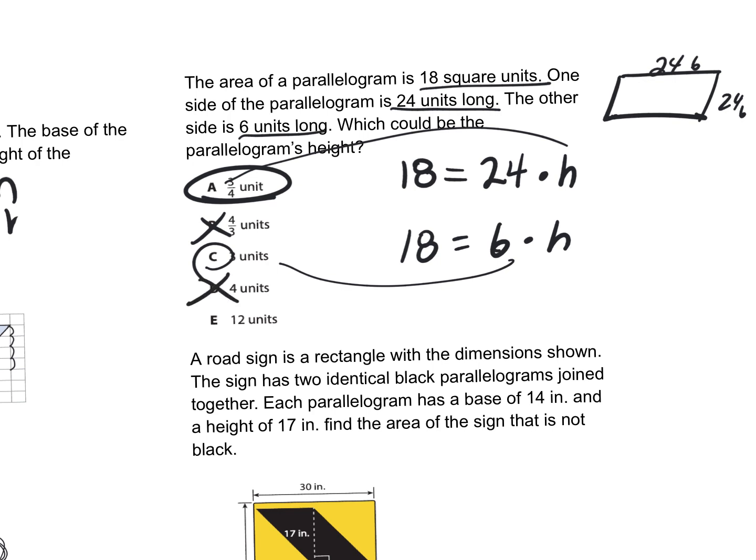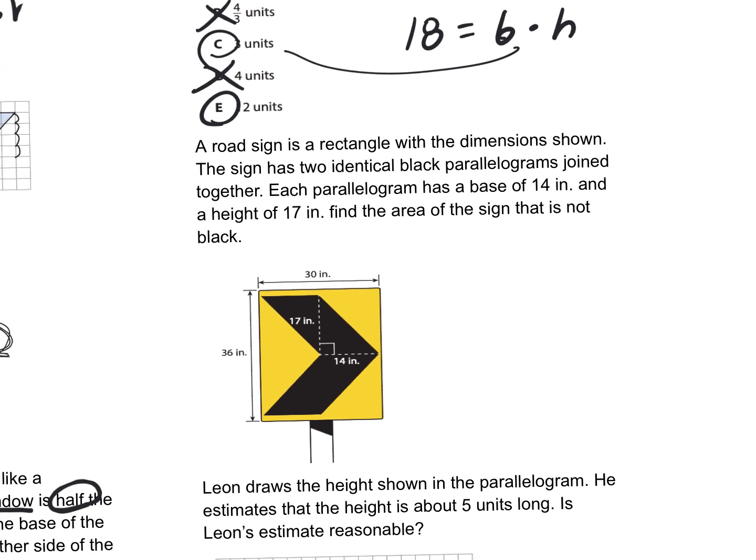These numbers just keep getting bigger, so my math sense tells me that 12 cannot be an option either, but I'm going to just prove myself right. 24 times 12 is 288, which is not right, and 6 times 12 is 72, also not correct. All right, let's look at the next one.